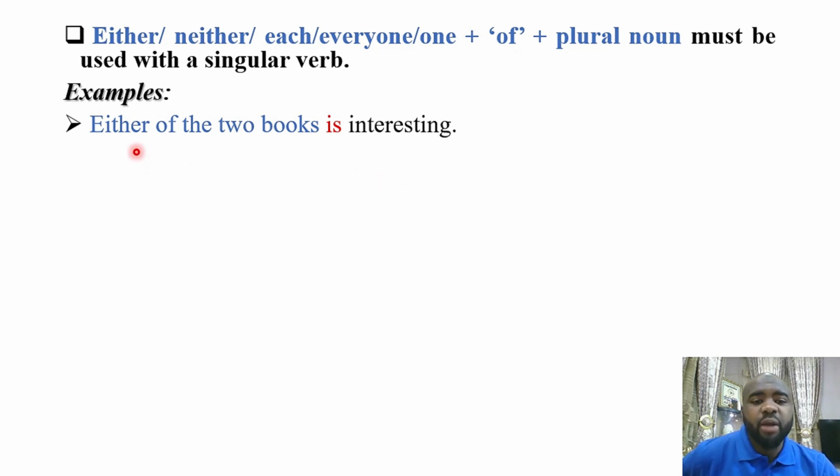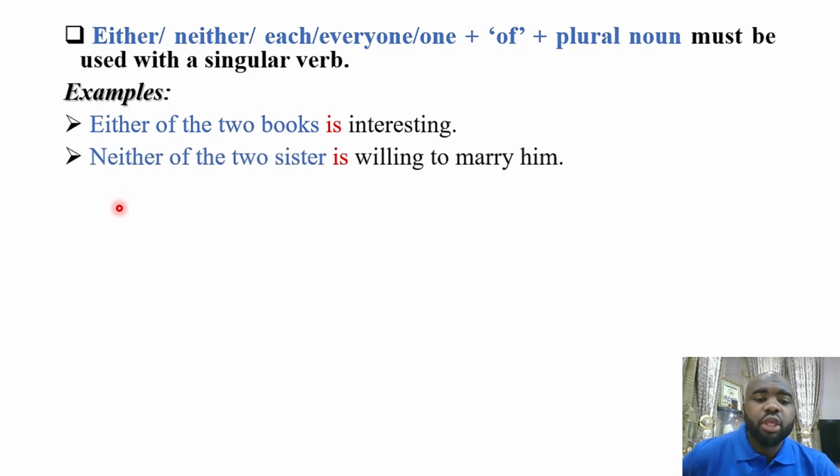We have either, all right. We have this of. We also have the plural noun books. Therefore, is interesting. Meaning we are comparing two items here. Either of the books is interesting. Either you take this or you take that. Any of them is interesting. Neither of the two sisters is willing to marry him. All right. So you see, is.